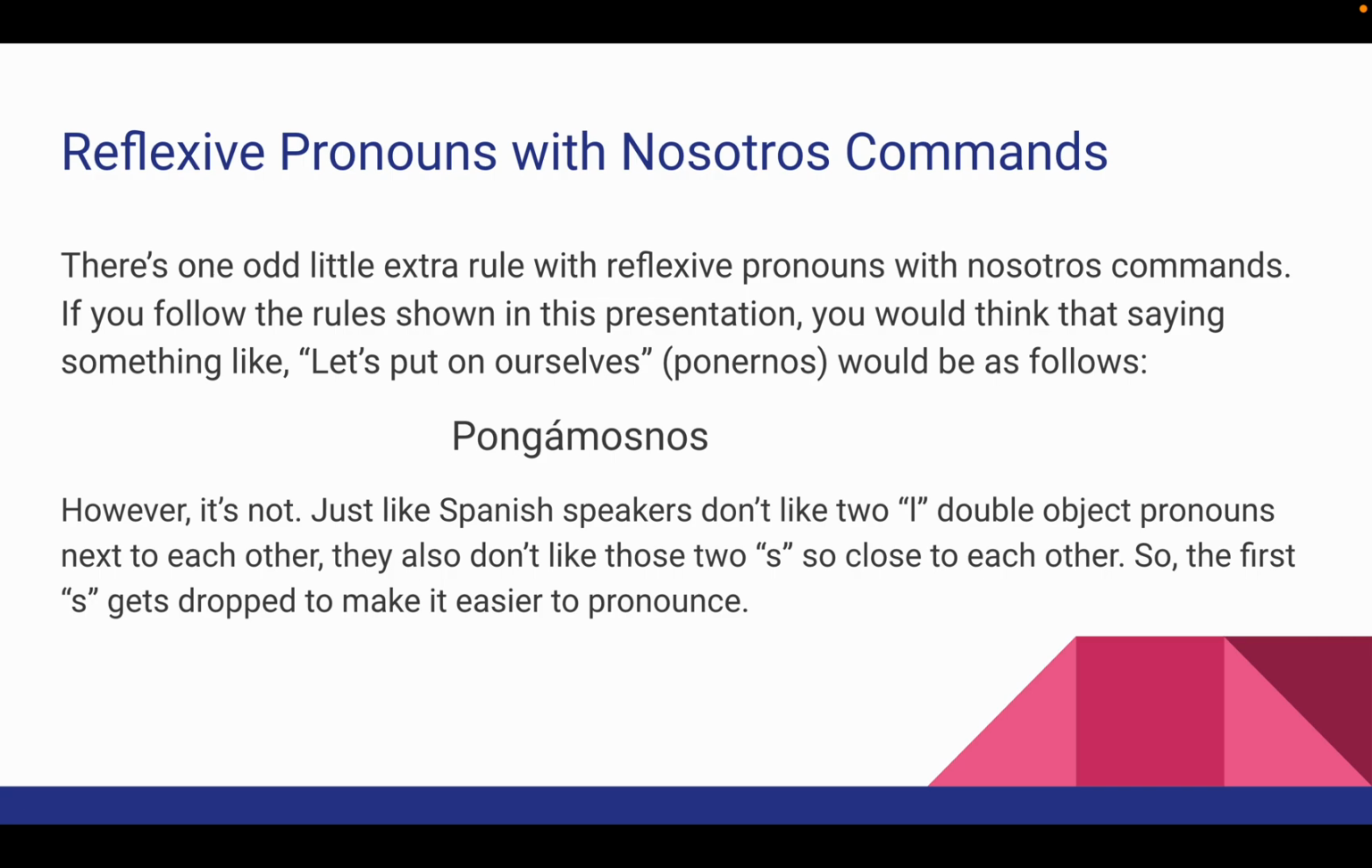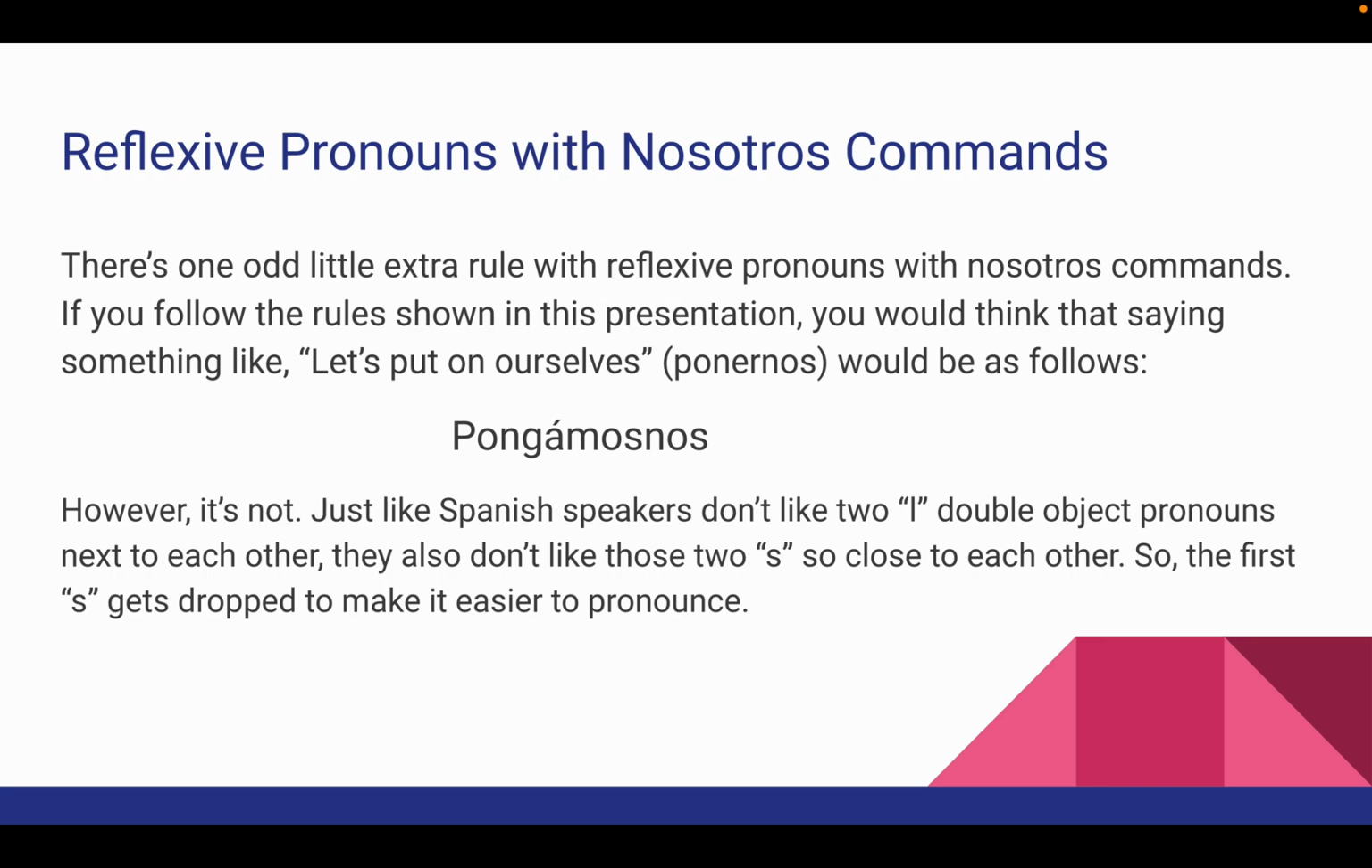So reflexive pronouns with nosotros commands. There's one odd little extra rule with reflexive pronouns with nosotros commands. If you follow the rules shown in this presentation, you would think that saying something like, let's put on ourselves, ponernos, would be pongámosnos. However, it's not.